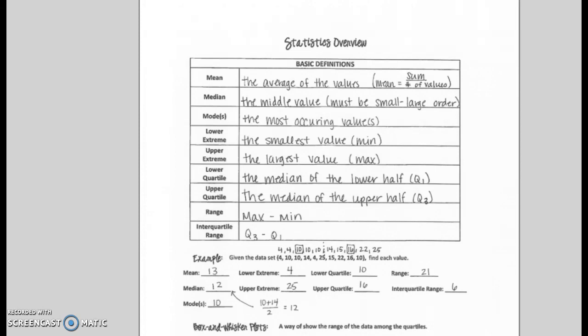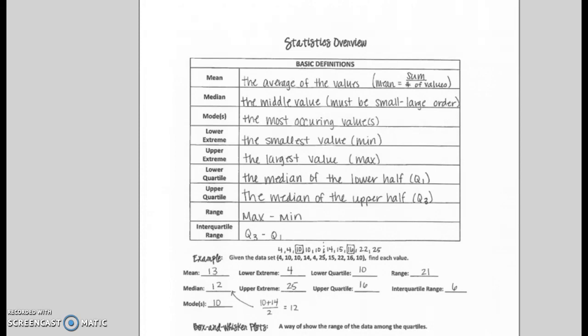The lower quartile and the upper quartile, we need those pieces of information because they help us create our box in our box and whisker. That's going to be the ends of your box. We have our range. In order to get your range, you're going to take the maximum minus the minimum, and you're going to get one number.